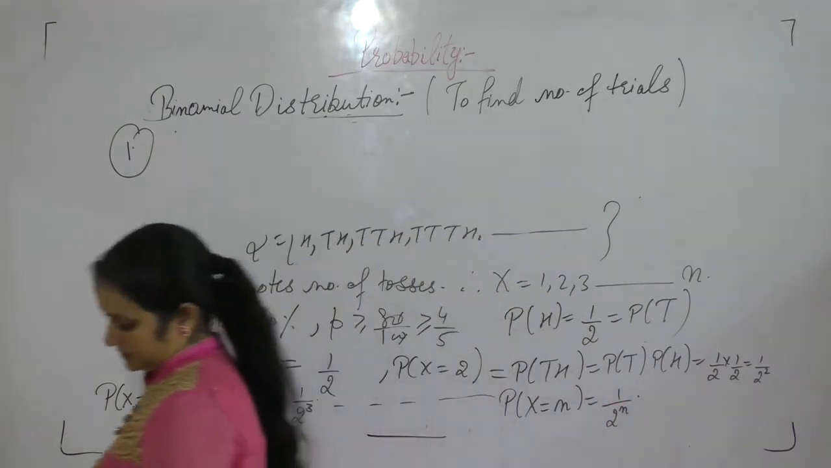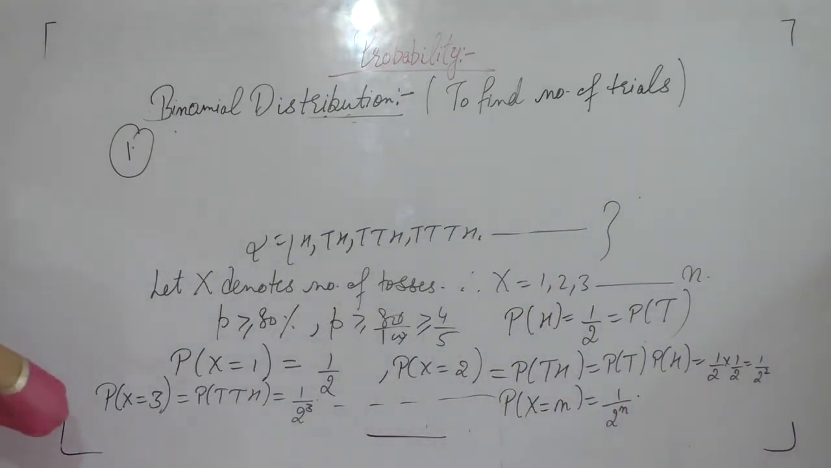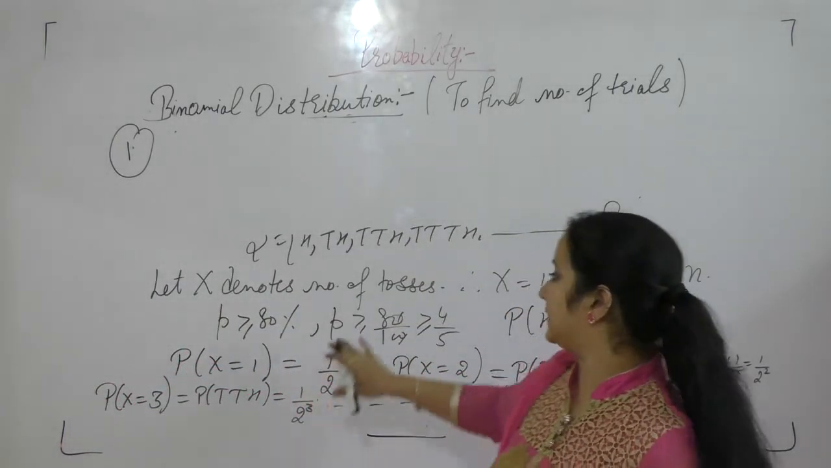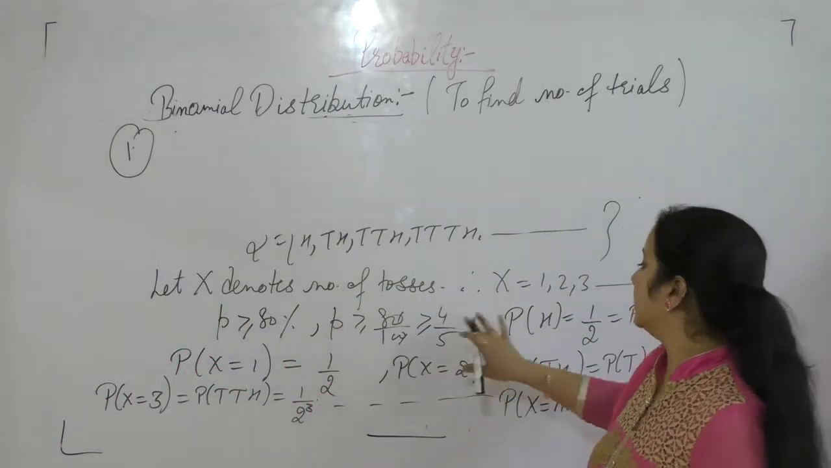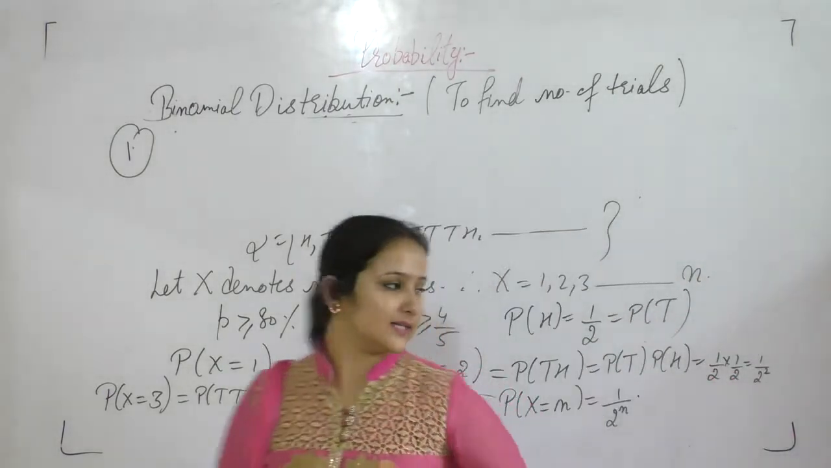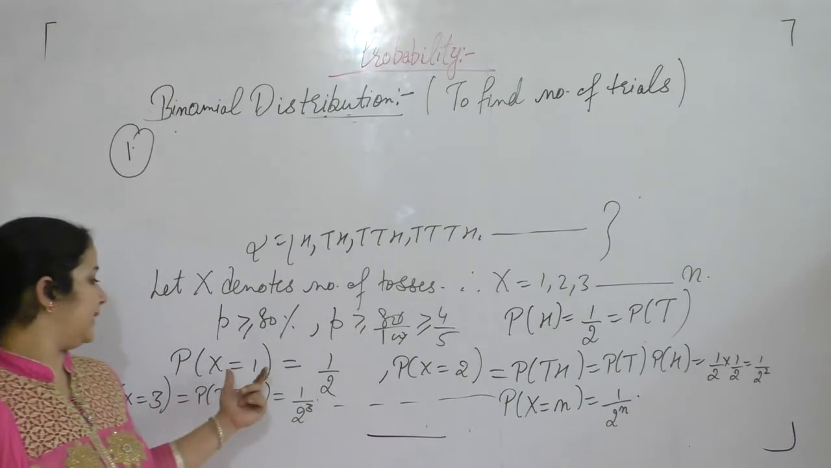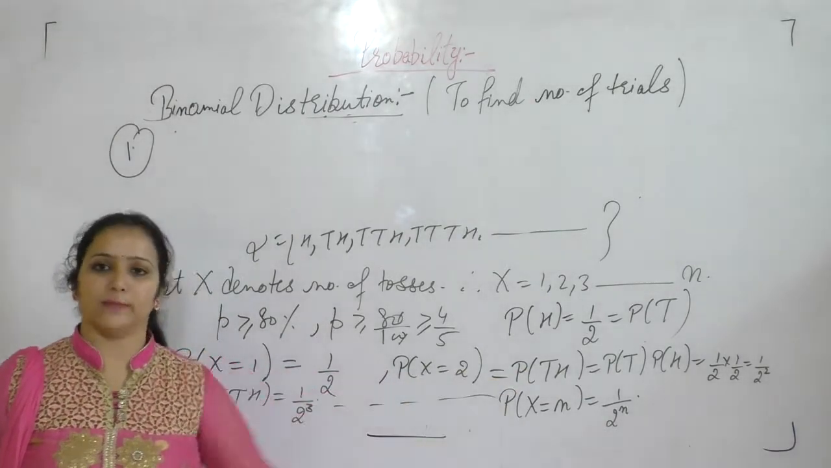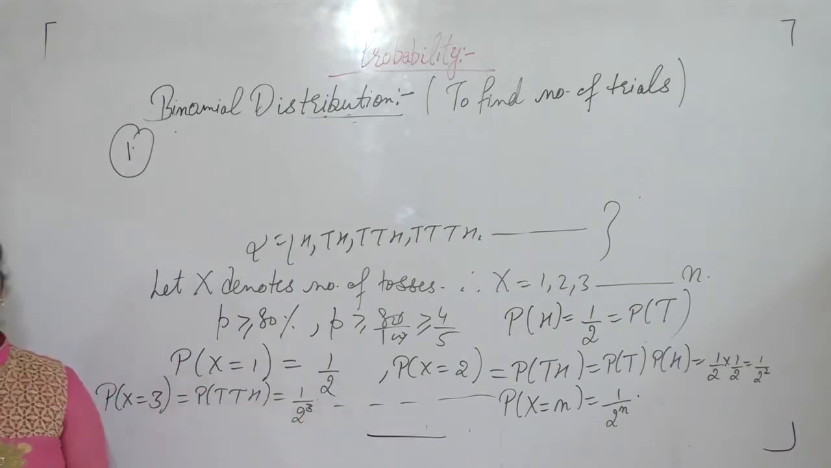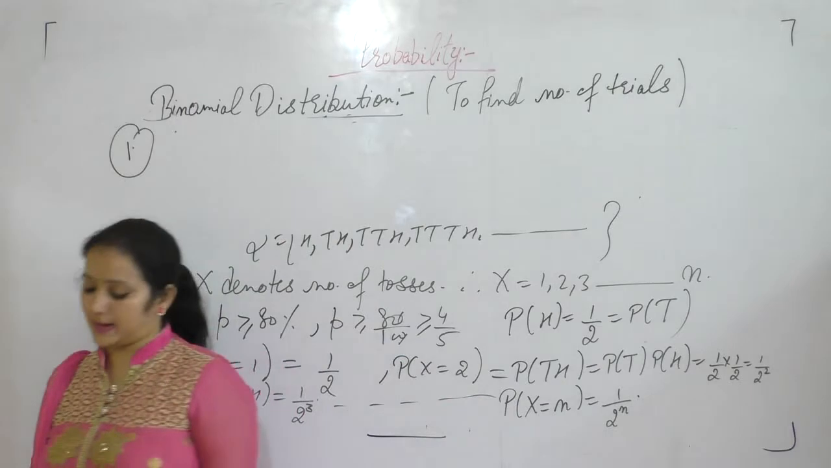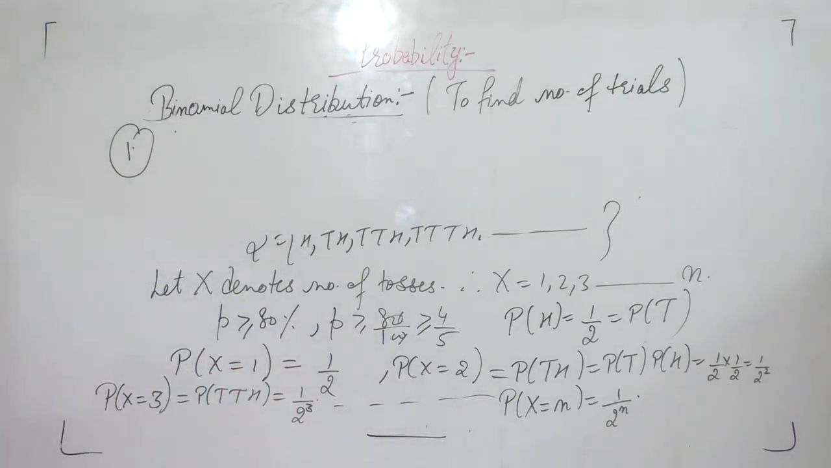Clear up to that? First of all, what is given to us? The probability is greater than or equal to 80%. The probability of getting head or tail in a fair coin is 1 by 2. So the probability of getting a head is 1 by 2, tail and head is 1 by 2 square, and so on for X is equal to n, the probability has value 1 by 2 power n.